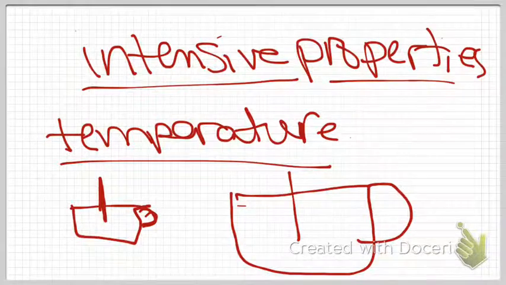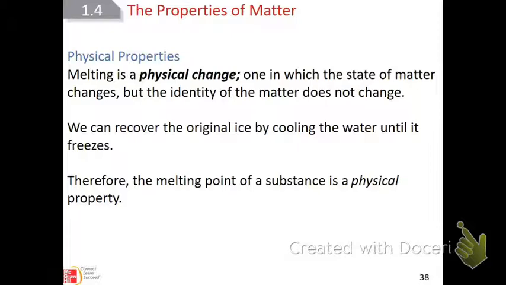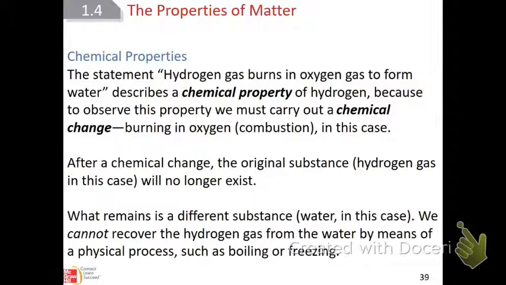Well, let's go to chemical properties now. We talked about physical properties, things like melting point is a physical property. If we have changing from liquid to solid, now we are freezing, so we have a physical change. If we go from ice back to liquid, now we are melting, so now we have a physical change again. So the temperature at which that happens is the physical property, the actual going from solid to liquid, that's a physical change.